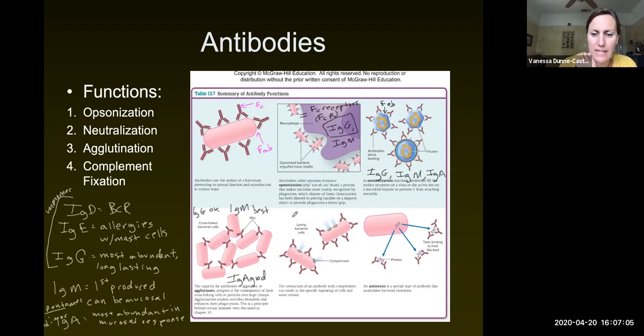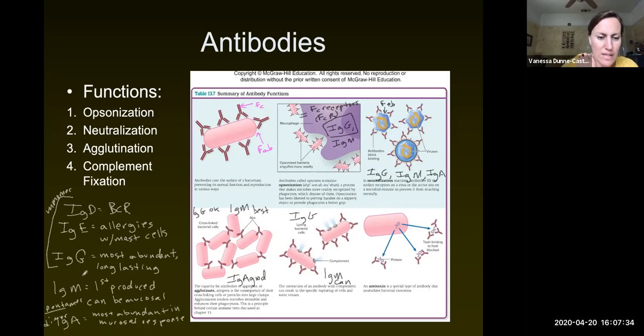For complement fixation, it's almost exclusively IgG, although IgM can do this too, can weakly activate complement, but mostly it's IgG. And then antitoxin is basically the same as neutralization, right? So here are the 4 big functions of antibodies: opsonization, neutralization, agglutination, and complement fixation, and the major classes of antibodies that are great at each of these things.